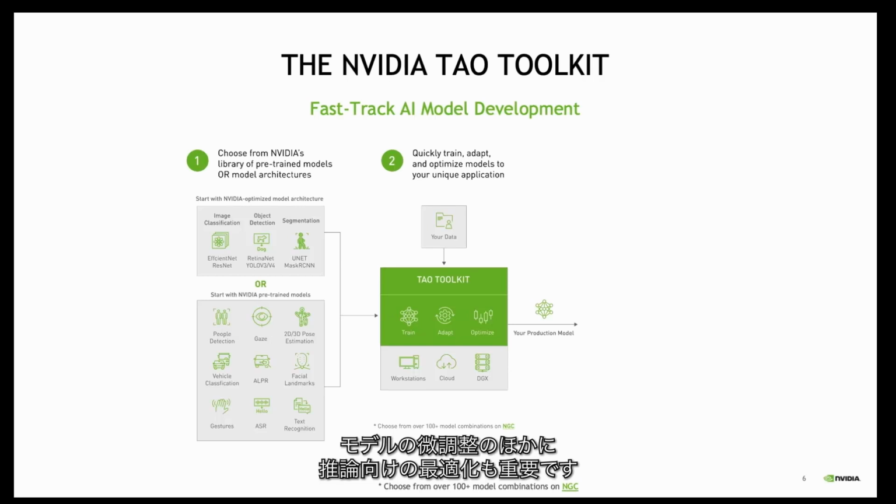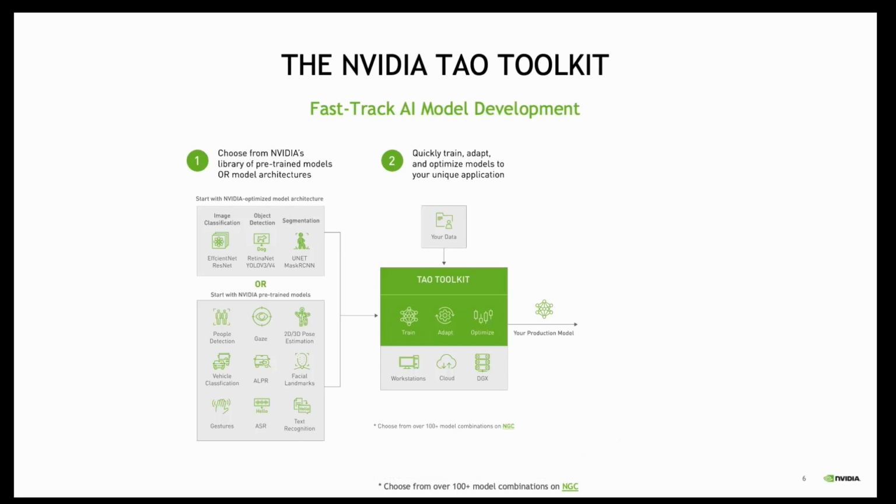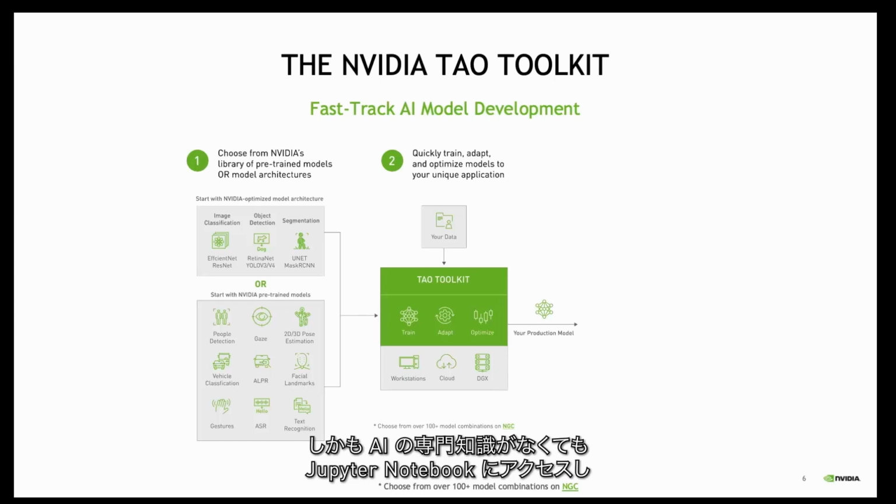But it's not just about fine-tuning a model, it's also about optimizing for inference. And with built-in pruning and quantization-aware training, you can achieve up to 2x the speed with int8 precision while maintaining the accuracy of FP16. And guess what? All this can be achieved in the TAO Toolkit without AI expertise. You simply provide directives or train your model by accessing Jupyter Notebooks.